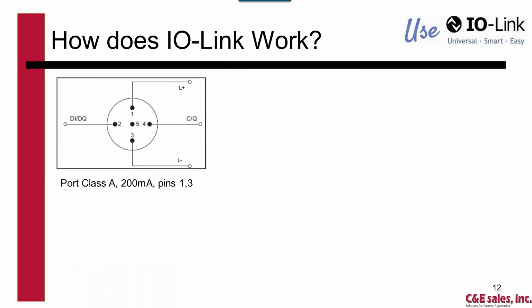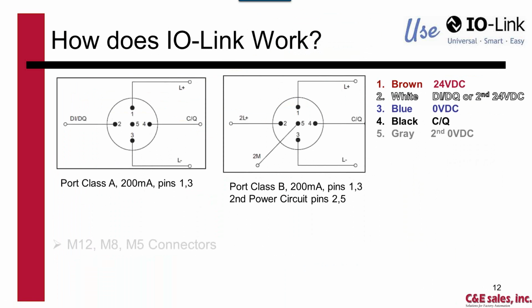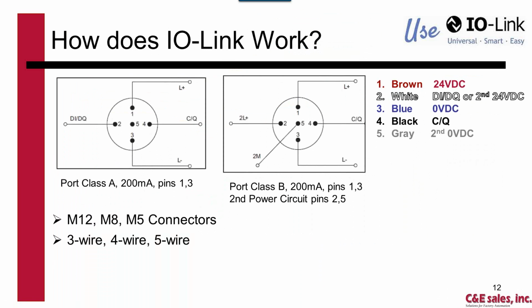For devices that required more power, a 5-wire sensor cable can be used, with the white and gray wires on pins 2 and 5 providing a secondary power source. Just to let you know, as in the case here in the first diagram, port class A with IO-Link on pin 4, remember pin 2, which is what the white wire would be connected to, is available to be used as a standard digital input or a digital output.